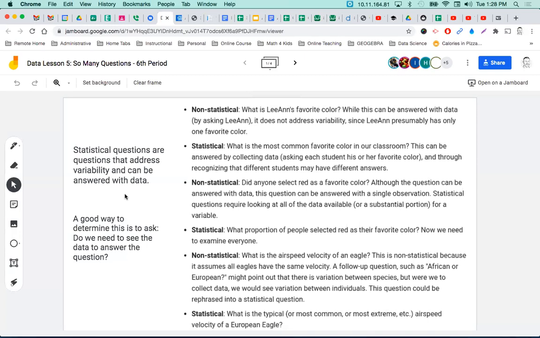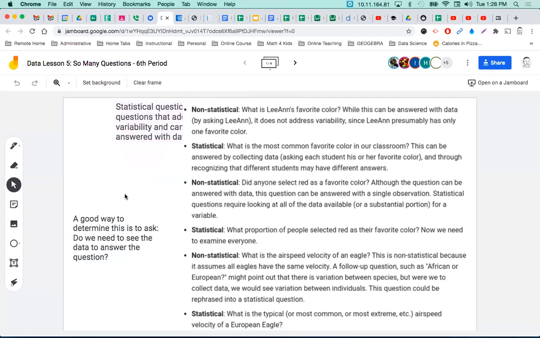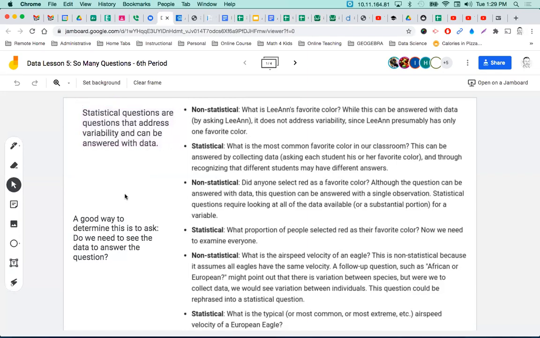Second one there. Did anyone select red as a favorite color? All right. Although the question can be answered with data, this question can be answered with a single observation. Statistical questions require looking at all of the data available or a substantial portion for a variable. Okay. So all we have to do is find one person where red was the answer, and we'd have an answer to that. It doesn't require us to look through all the data. Okay.